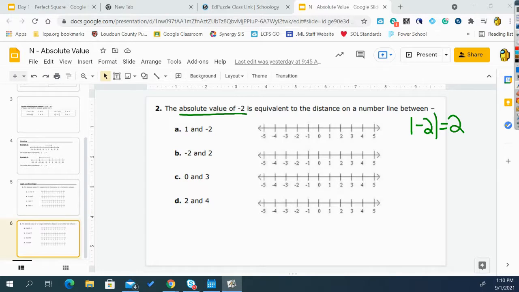So I know A doesn't work because if I put a line at 1, and I put a line at negative 2 and I draw a line, they're 1, 2, 3 away from each other. I'm looking for ones that are only 2 away from each other. So go ahead, look at those last 3 and see if you can figure it out on your own.